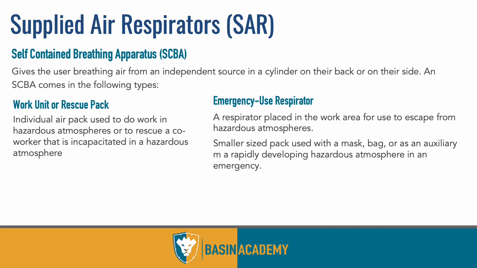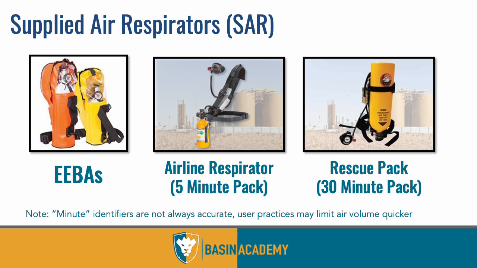So SCBAs, there are 2 different types. There's your 5-minute or your SKA pack, also known as an escape pack. It says you get 5 minutes of air, but that can change, and we'll go into that here in a minute. And then you have a 30-minute pack. There are 45-minute packs, essentially, again, providing you with clean air to a full face piece respirator mask. So here are some pictures of those.